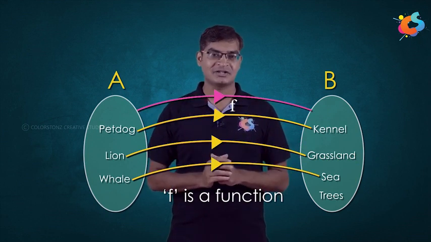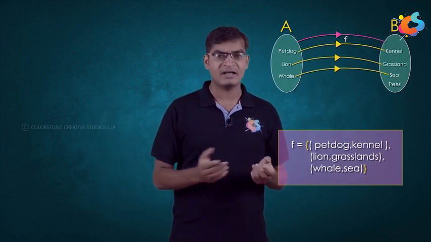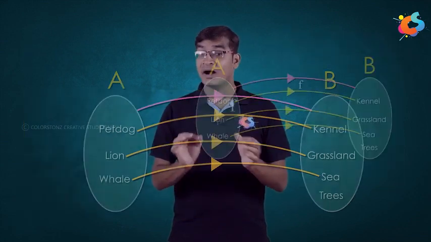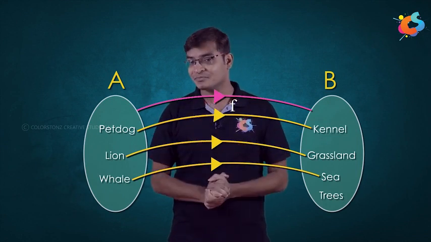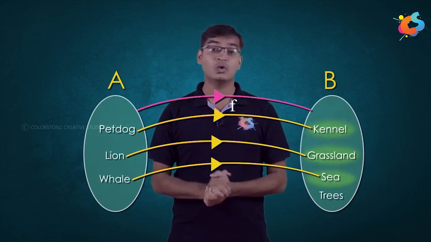Of course, this is a relation. The ordered pairs coming because of this mapping are a subset of the Cartesian product. But this relation is also a function because every element of domain has one and only one image.